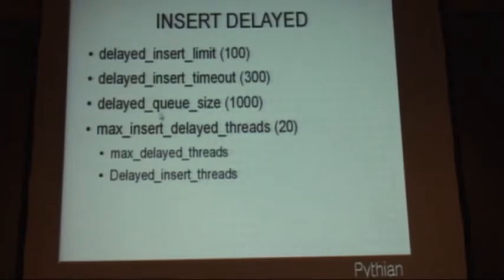Let's see, delay queue size, I already talked about that. This is a per table queue size for insert delayed, by the way. So it's 1,000 rows per table. So if this fills, the insert delayed statement will hang until it's inserted that 100 rows, and then it can have another one. Max delayed threads.